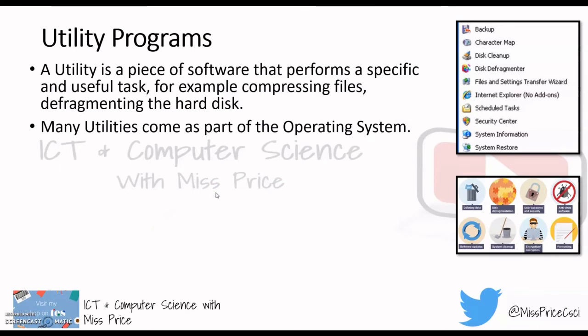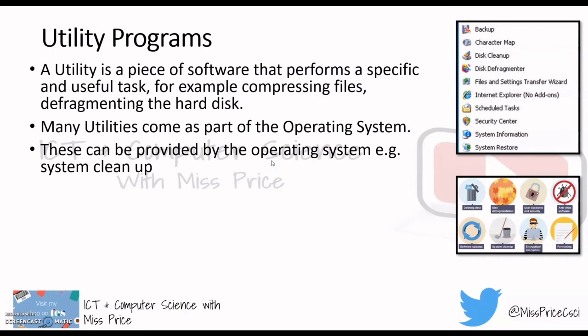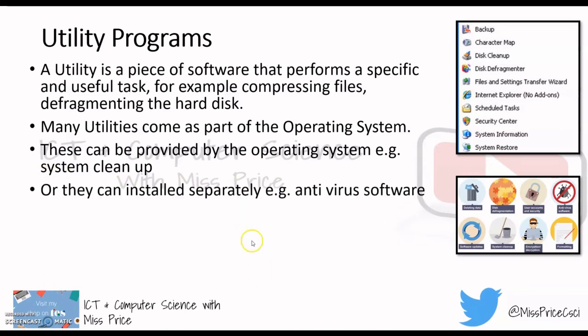And also many utilities come as part of the operating system. Okay, so if you look through your operating system and take a look, such as system information, system restore, disk cleanup, all come as parts of the operating system. So these can be provided by the operating system, as I said a minute ago. System cleanup is one example. Or they can be installed separately and bought separately. So generally your antivirus software is something that you buy separately and install.